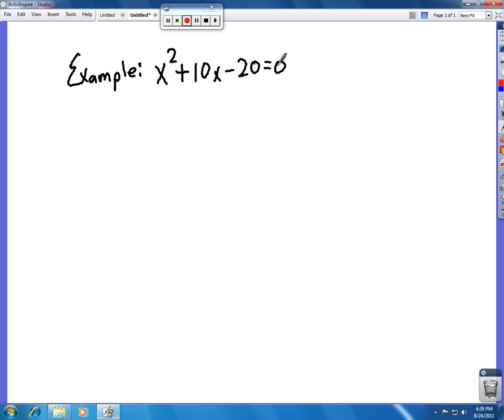Okay, so as you see, we've already got everything pulled over to the left-hand side, and it's equaling 0, so we definitely want to make sure we've done that. But when you're completing the square, as you can see on step 2, they actually want you to pull that constant term, which in our case is a -20, over to the right-hand side. So let's go ahead and do that.